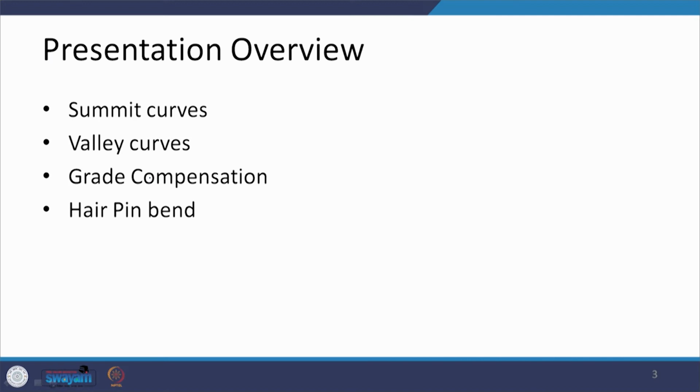So, in today's interaction, what are the things we are going to cover? We will continue with the summit curves and see how the other things are done, and then we will shift to the valley curves, and these two curves will constitute the vertical curves. After that, we will take up grade compensation, and then we will try to finish the hairpin bends also. Let us start back with the summit curves now.